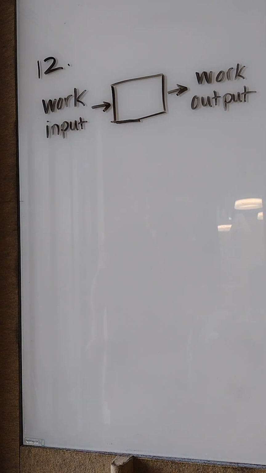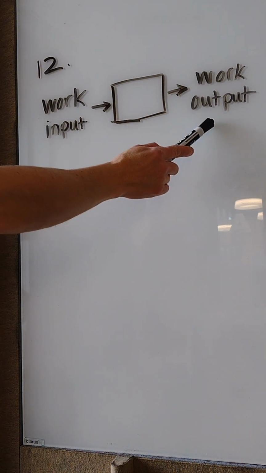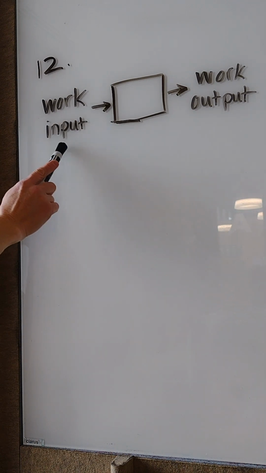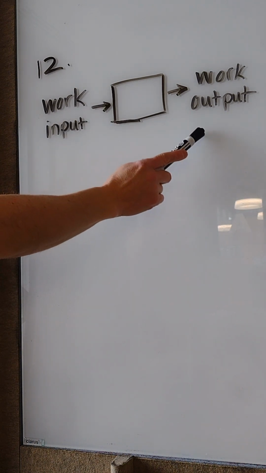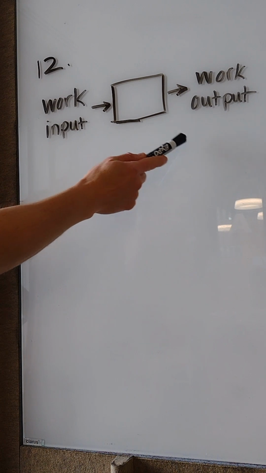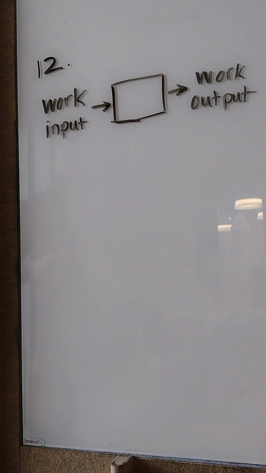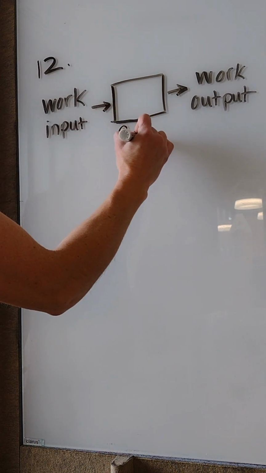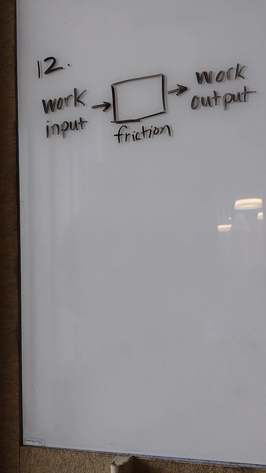The work output is going to be less than the work input. Sorry, did I say that right? You're going to put in more work, you're going to get out less work. And the reason is because of friction. That's the reason. Okay, hopefully that makes sense.